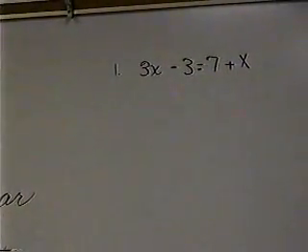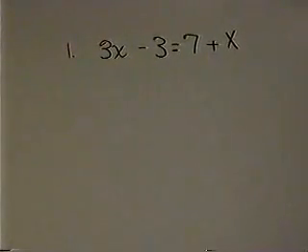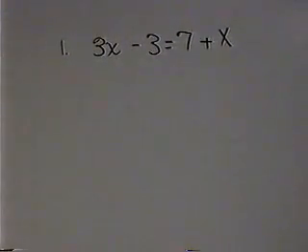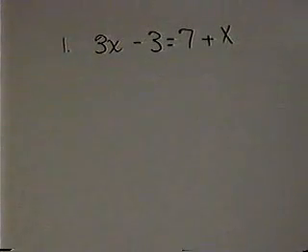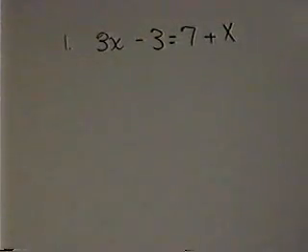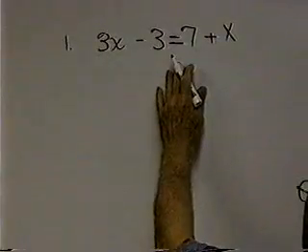3x minus 3 equals 7 plus x. Now I want you to hear this. This is a little different from what you've probably been taught. Some of you know some of these rules about moving things to the other side and changing a sign and all that. I want to show you a different way that will work in all problems where you're dealing with letters or numbers or whatever. And that is this. To move anything across the equal sign, you do the opposite operation.